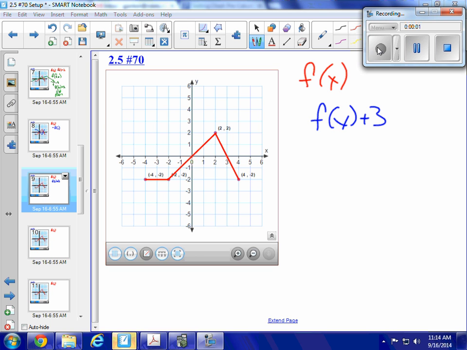So I'm going to walk you through section 2.5 on transformations, problem number 70. And I've kind of drawn it up here. I've drawn f of x. And they asked me to do several different transformations. So the first one is f of x plus 3.